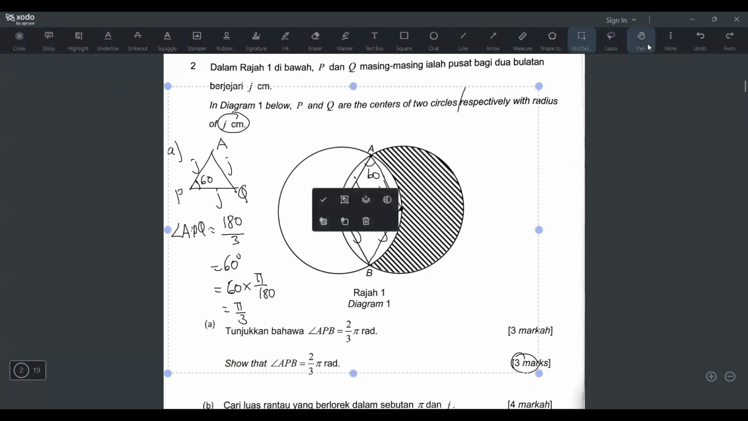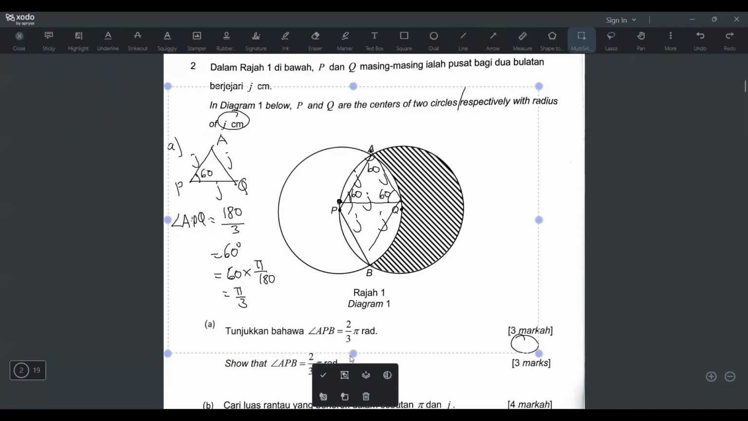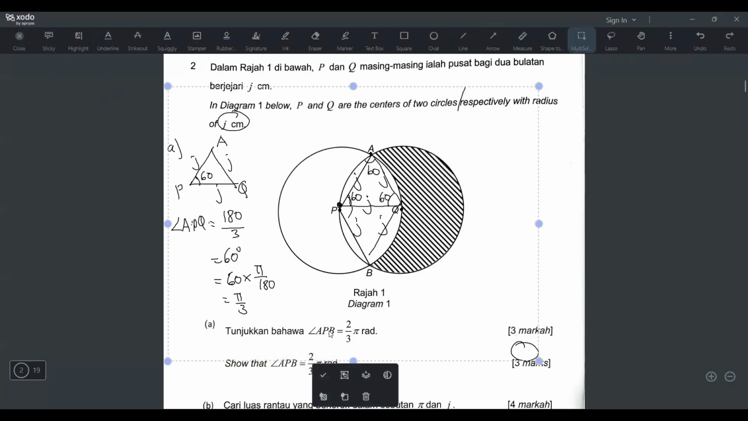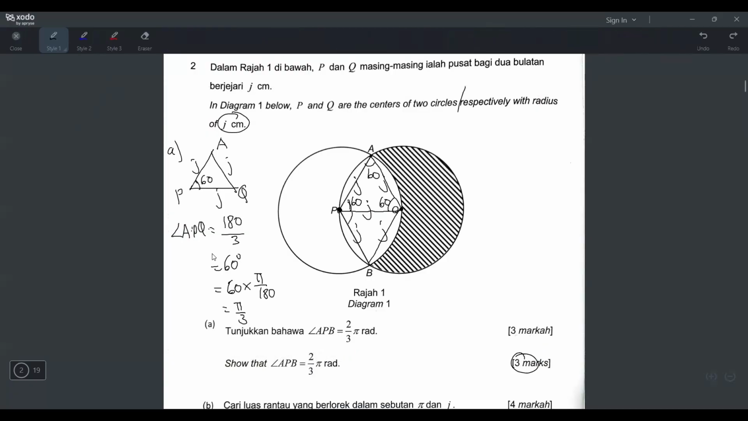Wait, can I do that? Okay, never mind. So I want to find APB, right? APB is actually not just 60, not just pi over 3. You have to times 2, right? Because this one also has the same angle size. So it will be pi over 3 times 2, and then you will get 2 over 3 pi radian. And that's how you show it. Hope you understand.